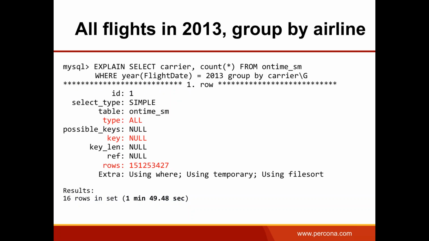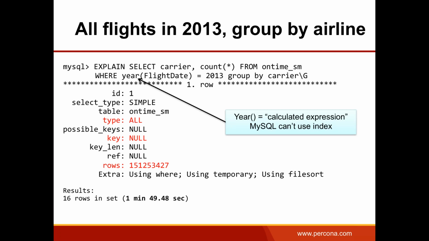So let's talk about this example. Let's say I want to find all flights in 2013 and group by airline. So the brute force approach, the first approach that we take, is we can extract a year out of the flight date using the MySQL function called year. So we do that, we do the explain on the query, and we see that MySQL is not using any index. It's doing a full table scan, and this is really slow. It's 1 minute 49 seconds in my test case. It also creates a temporary table and a file sort, and we will talk about that in the next slides.